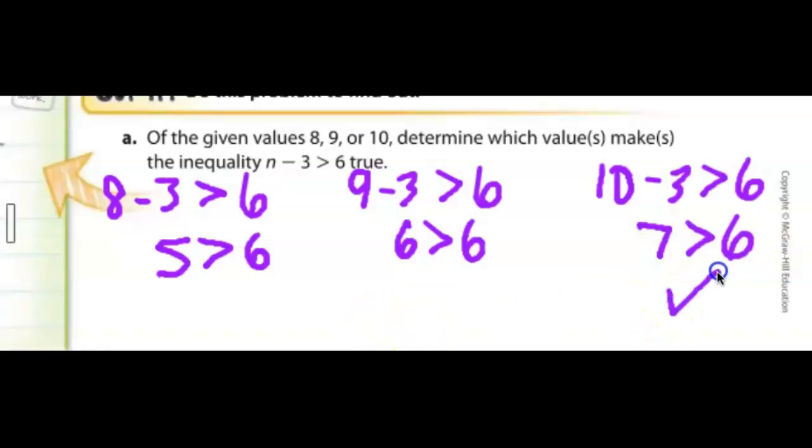Okay, if you said 7, you're correct. 7 is greater than 6. This is the only one that actually would be correct. So that means that 10 is the value that makes the equation make sense. But you know what? 11, 12, 13, 14, 100,000, 200,000, 500,000, all of these numbers, an infinite number of numbers, would actually make the statement true. But in this case, this is the one of those three that makes it true.